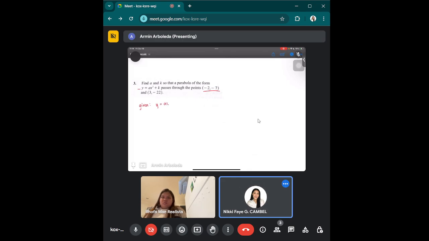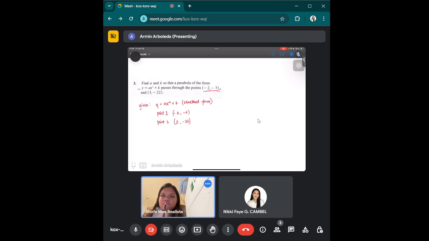Y is equal, that is what? The standard form. We don't have the vertex, right? As you can see, we can't replace the k easily. But we do have two other points. So we have given points. Let's assign point 1, which is (negative 2, 7), and then point 2, (3, negative 22).